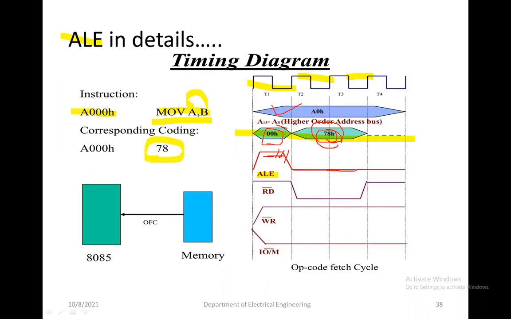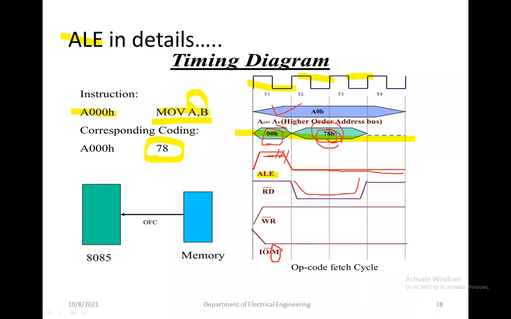When ALE is low, you have to read the data. When it is low, it acts as a read. When the read pin is low, then you have to fetch data from register B to the accumulator. So read is low and the write pin is high, so you do not write the data.